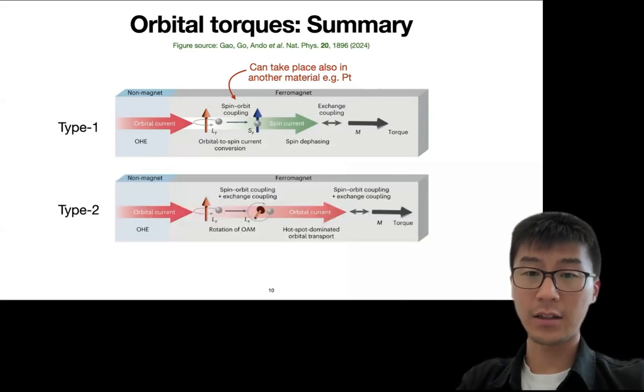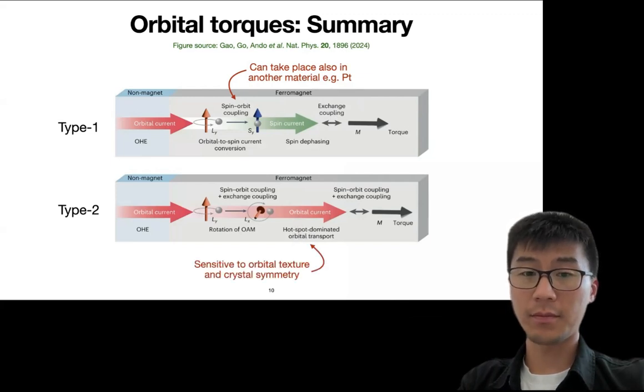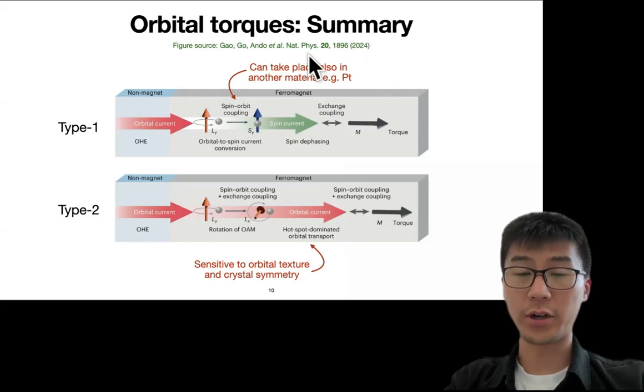And the type 2 mechanism is coming from hotspot electrons and orbital accumulation directly. And because it's coming from orbital accumulation, crystal structure and orbital texture are very crucial in its mechanism. So depending on the crystal structure and the symmetry, you can actually control type 2 orbital torque. This was one idea that was presented in this paper that we presented in 2024.